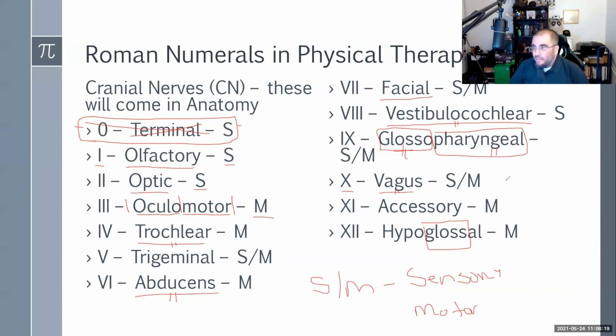Accessory nerve. I don't remember what accessory nerve does. I don't know. Accessory nerve is a motor nerve that helps you shrug your shoulders. Right? It helps with that bringing up the shoulders.